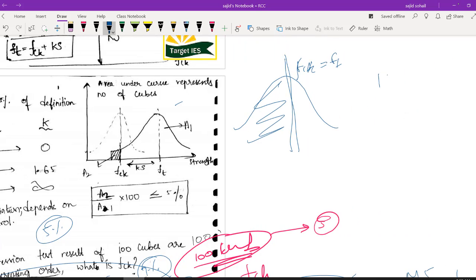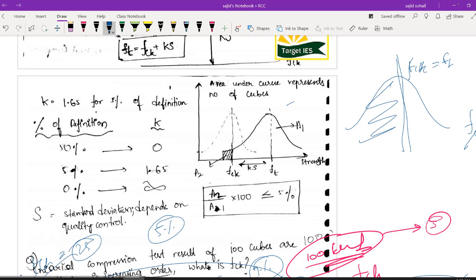Then can you tell me what your K value should be? ft is equal to fck plus KS, right? So if your ft is equal to fck, then fck cancels, and KS is equal to 0. S is not 0, standard deviation will always be there. So obviously your K value is 0. So if you want 50% of the test results to fall below your value, then your K value should be 0. Then your fck and ft will be coinciding. I hope you got the concept.